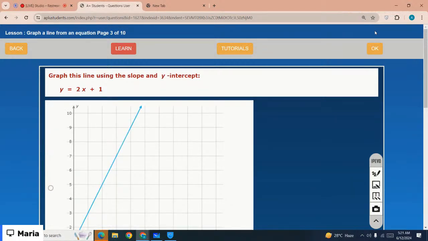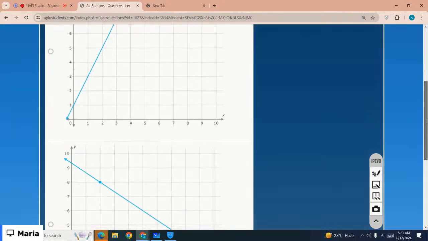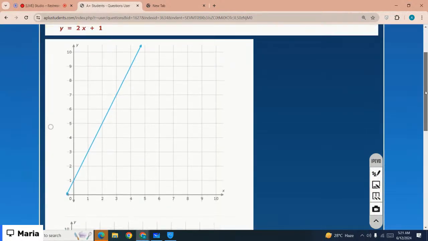Okay, the next one is graph the line using the slope and y-intercept. So that is y equals 2x plus 1. So slope is 2 and the y-intercept is 1. So which graph has the y-intercept 1? Which is the correct option?